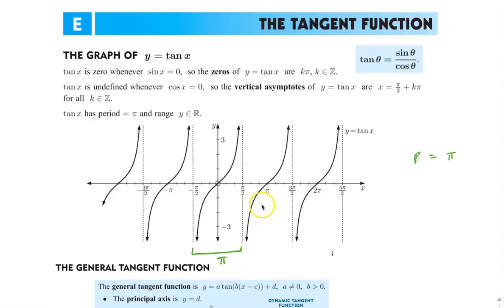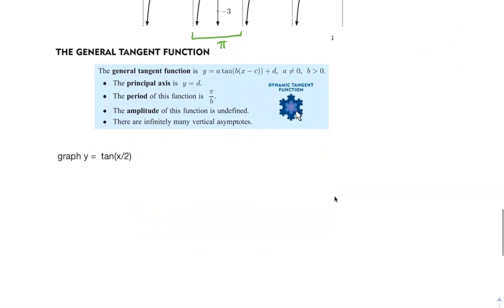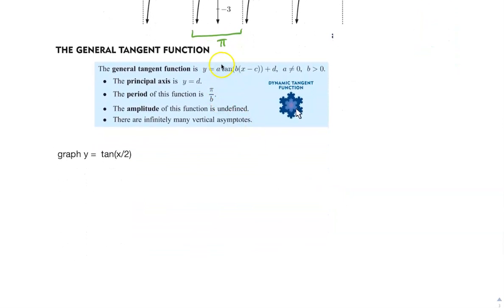It's kind of the slope of this line. The bigger the slope, the more straight it gets. The less the slope, the more curvy it gets. And like any other graph, you can move it up and down, left and right. So now we can talk about the generic function. Like I mentioned, you can move it. You can have a principal axis at D, like everything else, a vertical shift. You have a horizontal shift at C, or a phase shift at C. But A and B is where it's fun. The period is pi over B, not 2 pi over B. So it's a little different. And then amplitude is kind of undefined. It's just how straight your function is.